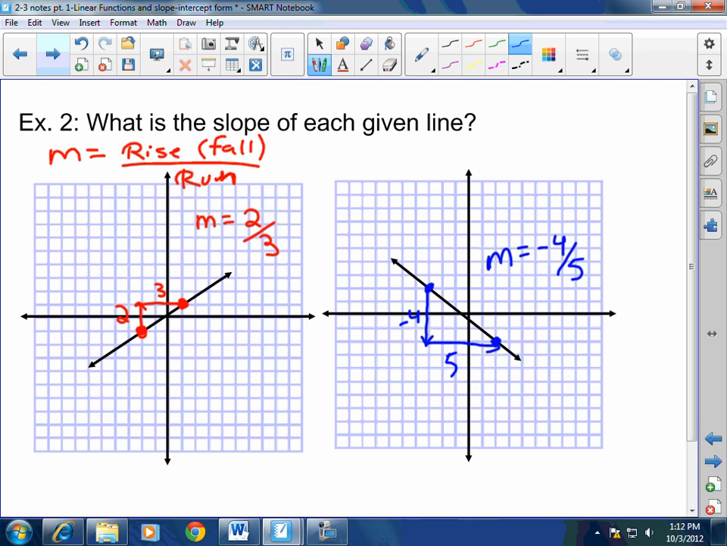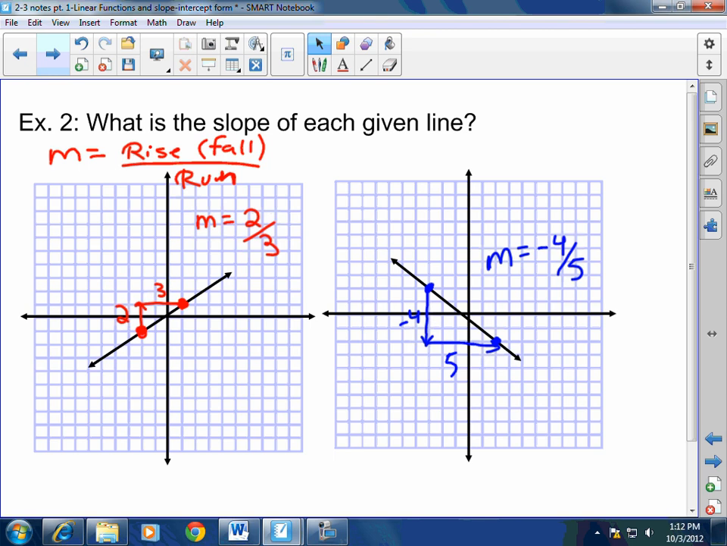Yes, sir. I don't like to teach run and then fall because then people put run over the fall. So no, always stick to rise over run. That way you remember always that it's rise or fall over run. Thank you. Good question, sir.